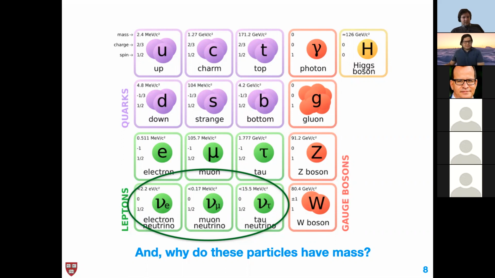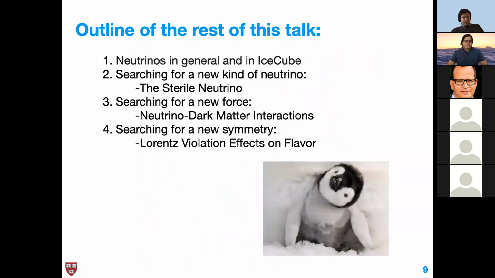Okay, so with that motivation, this is my plan for this talk. So first, I'm going to tell you about neutrinos and the IceCube Neutrino Observatory. And then I'm going to tell you about 3 different ways in which you can use high energy neutrinos, in particular IceCube neutrinos, to look for new physics that are motivated by the things I was talking to you about earlier.